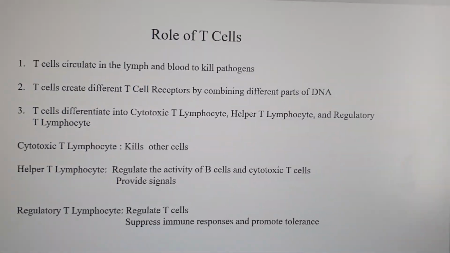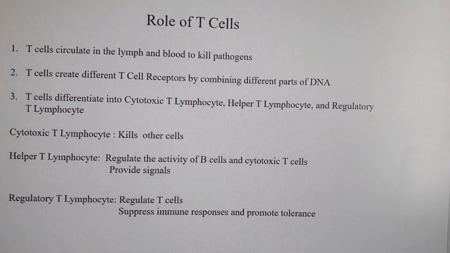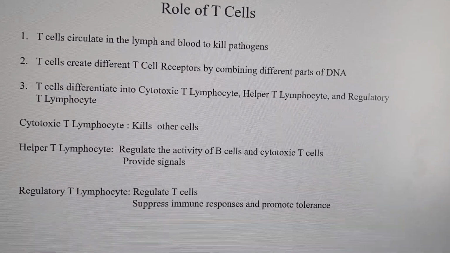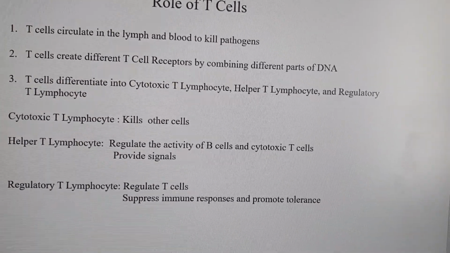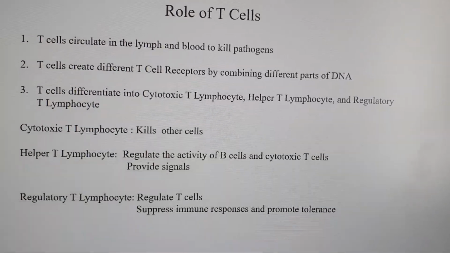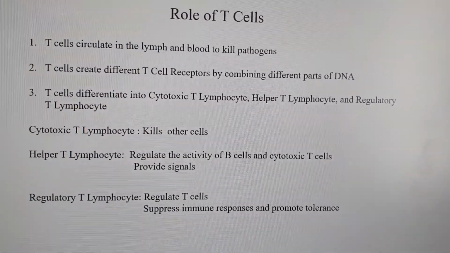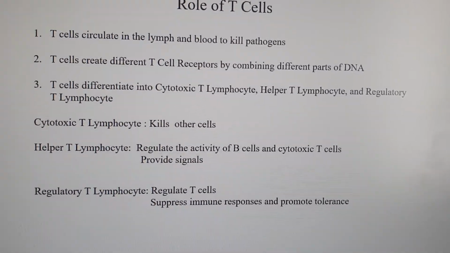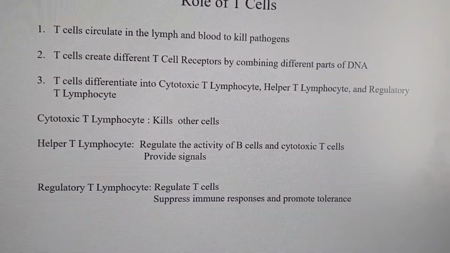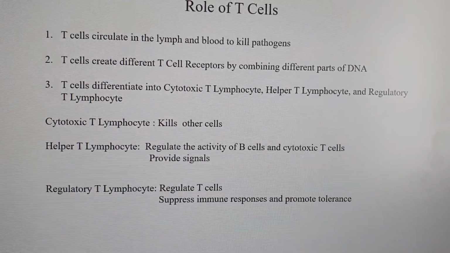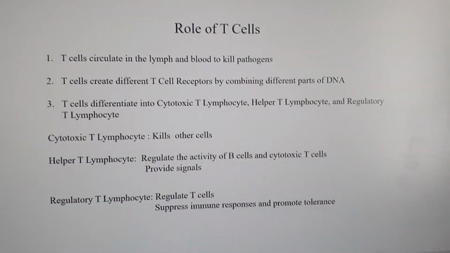And helper T lymphocytes regulate the activity of B cells and cytotoxic T cells by providing signals. And regulatory T lymphocytes regulate T cells and suppress immune responses, and they promote tolerance.